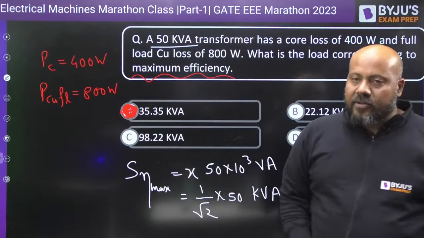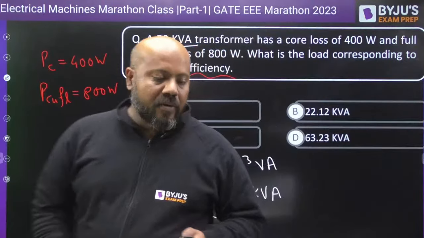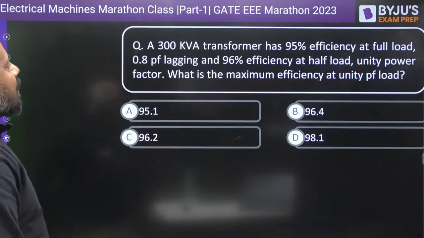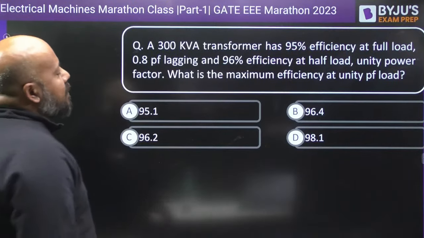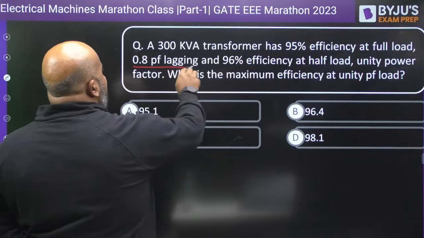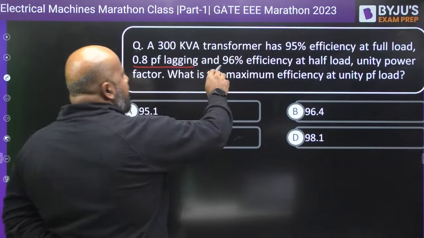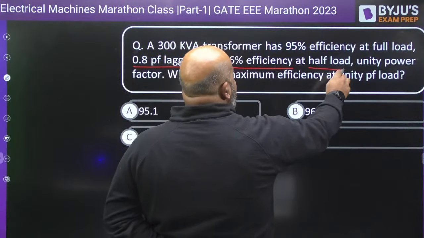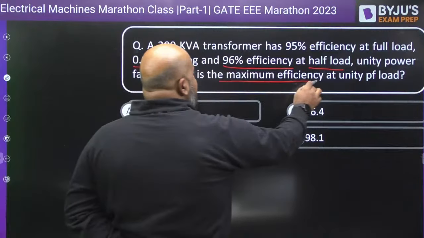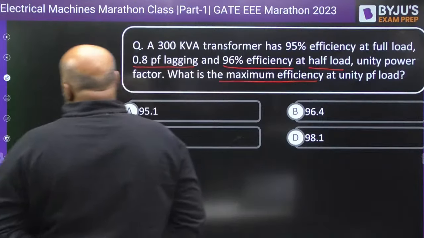Let us see the next question. The next question belongs to, again, the efficiency. A 300 kVA transformer has 95% efficiency at full load and 0.8 power factor lagging. In the second case, it has 96% efficiency at half of the load, unity power factor. He is asking what is the maximum efficiency at unity power factor load.